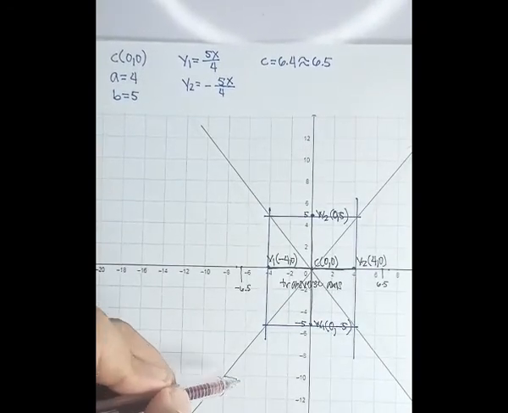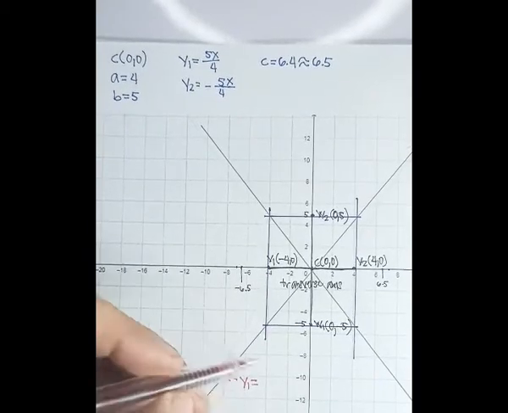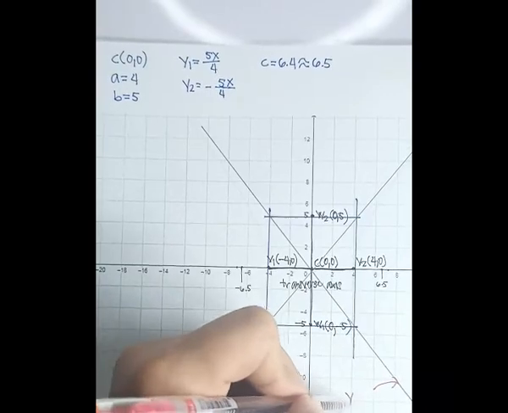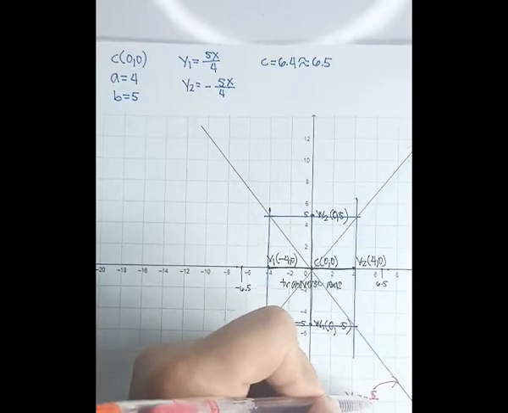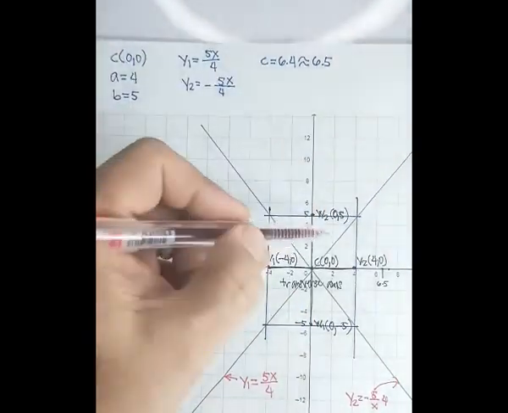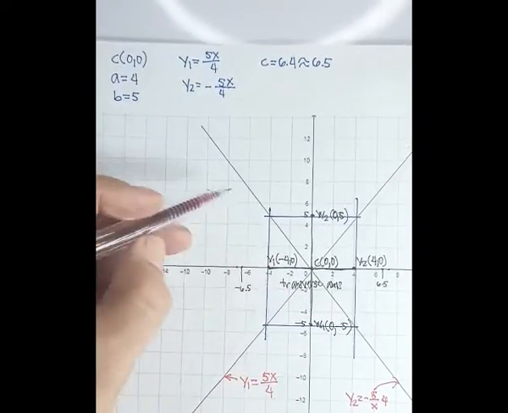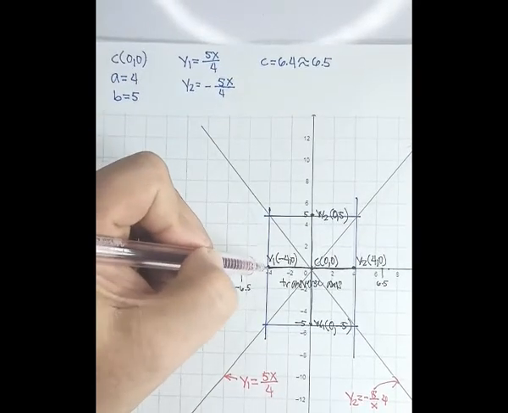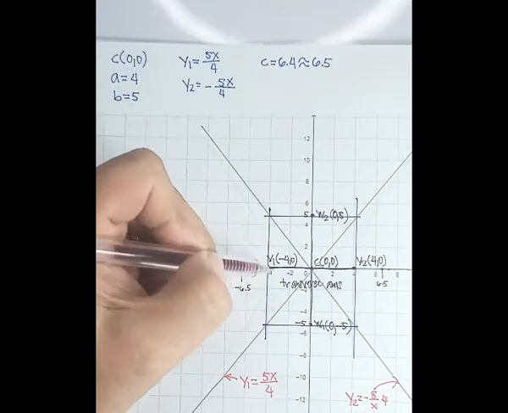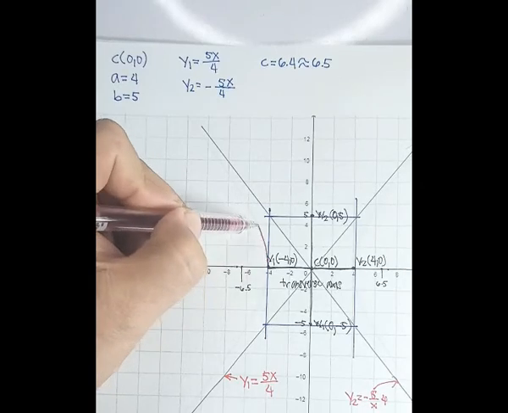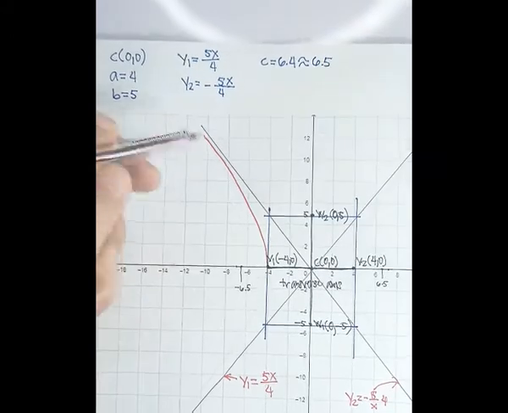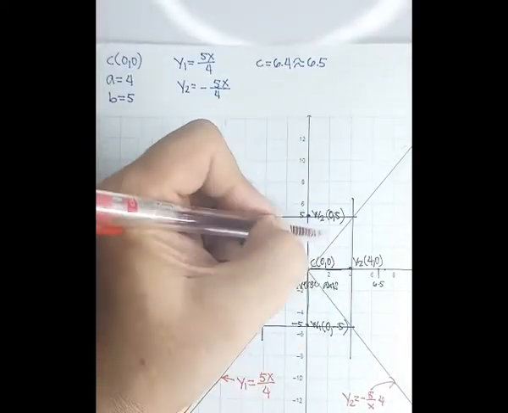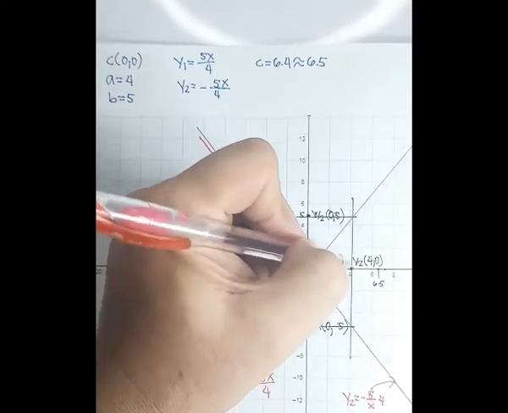So this is our y1, which is equal to 5x over 4. Then y2 equals negative 5x over 4. So we now have the asymptotes and the auxiliary rectangle, and we can draw the hyperbola. From V1, at the end of our transverse axis, we draw a curve approaching the asymptote. That is our hyperbola. Likewise from the end of our transverse axis.